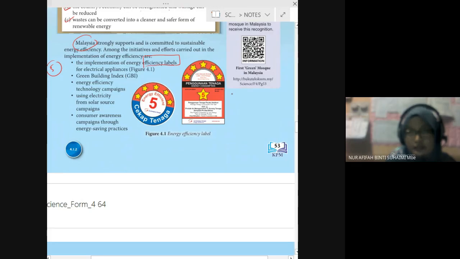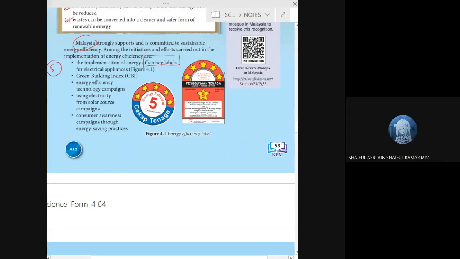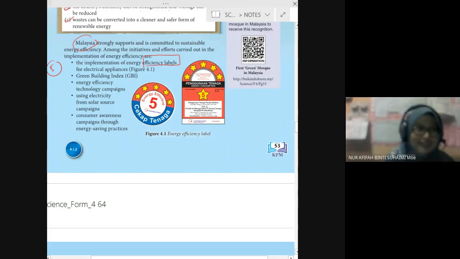Cikgu, kalau yang 5 star, maksud dia lagi banyak asal lagi mahal lah. Yelah. Betul. Lagi bagus lah.